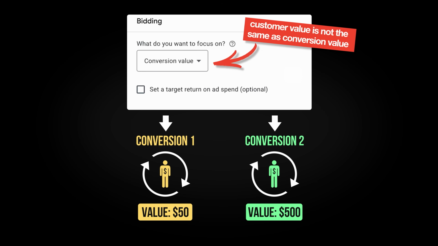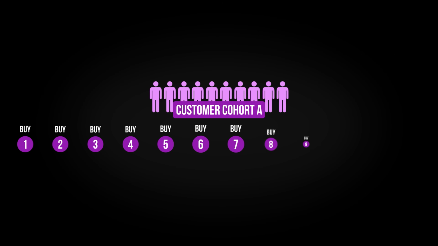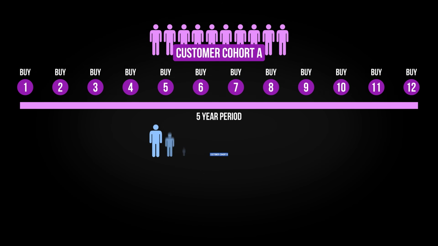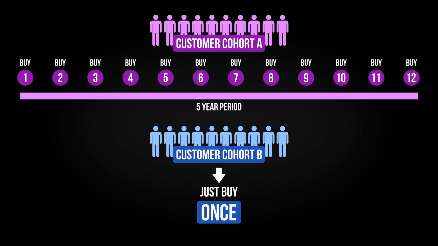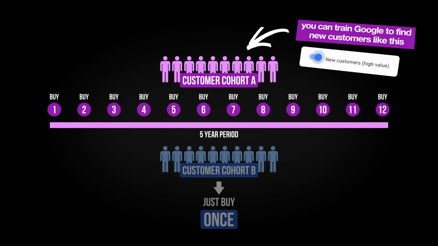But there's a lot more that goes into customer value than just that initial transaction. It could be that a certain cohort of your customers buy 12 times over a 5-year period, whereas others just buy once. They're a lot more valuable. Google might not have the visibility over those subsequent purchases, but you can train it by saying, these are the people that come back and buy again and again.